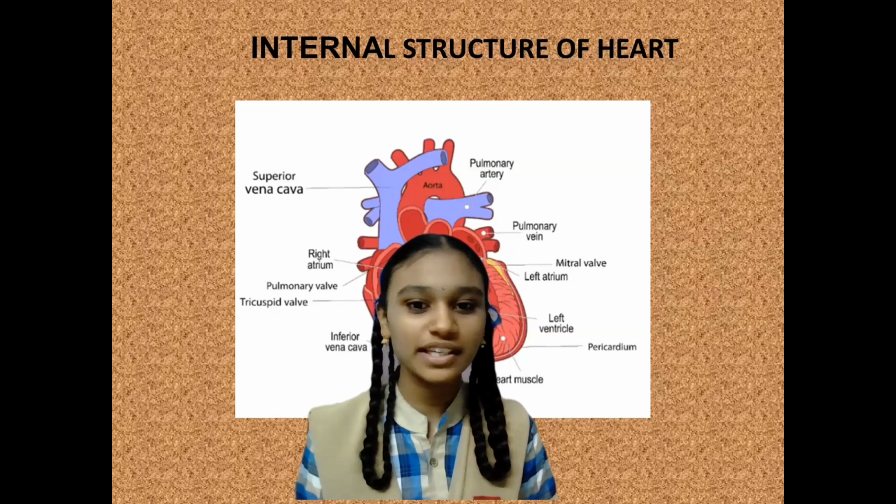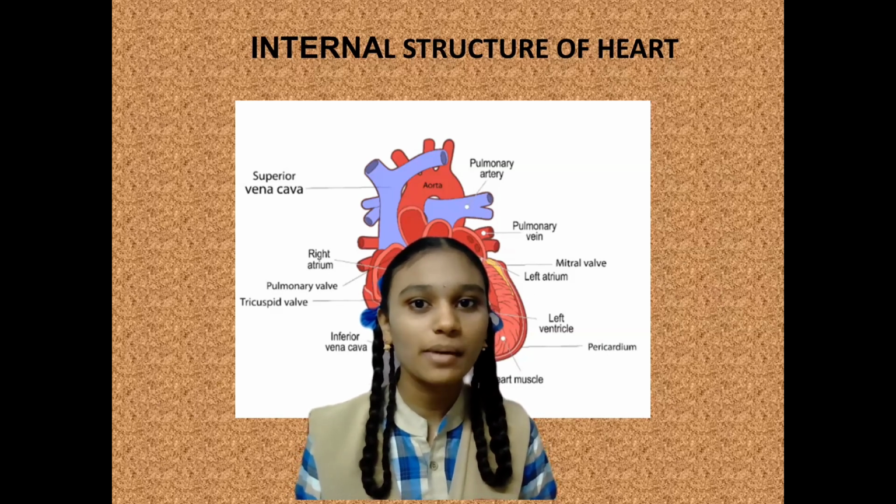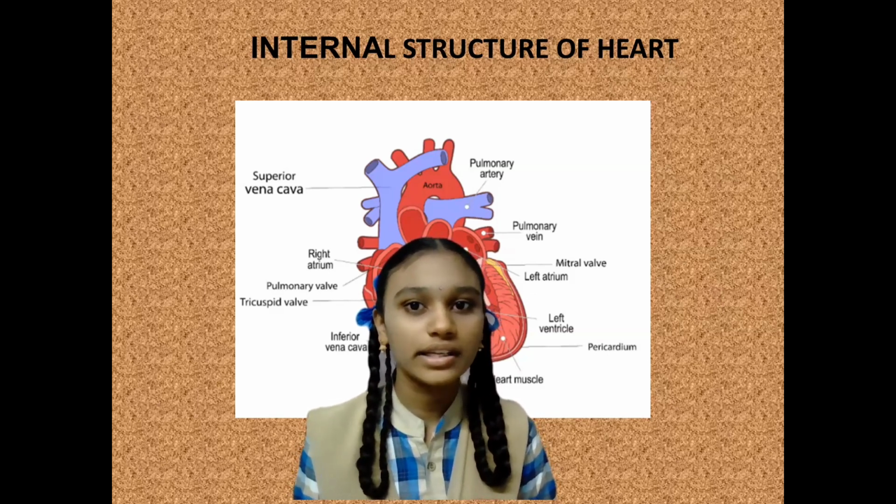I'm giving brief information about the internal structure of the heart. How many layers are covering the heart? There are two thin transparent layers covering the heart. Internally, the heart is divided into four chambers. The upper two chambers are called atria or auricles. They have relatively thin walls and receive blood from veins. The lower two chambers are called ventricles. They pump blood out of the heart into the arteries, and hence they have relatively thicker walls.